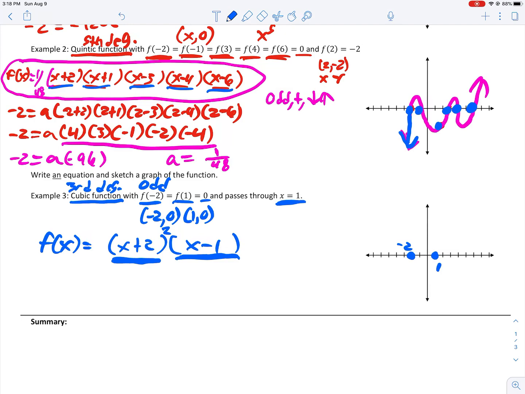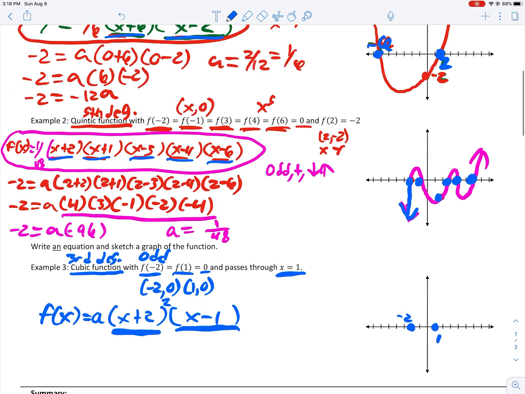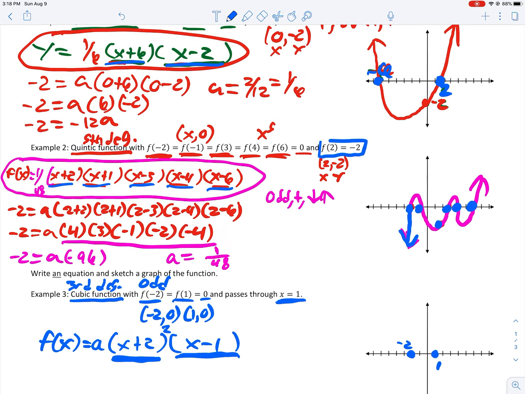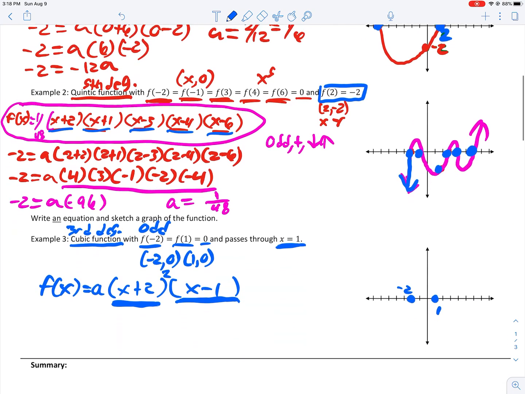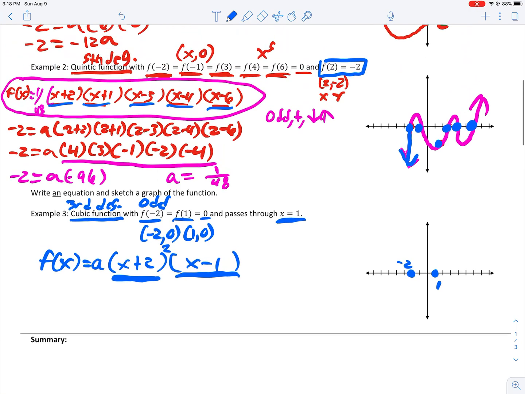Notice it says just write an equation, okay? So there's not enough information to technically figure out what A is. Why were we able to figure out A in the last two problems? Because I gave you an extra point. I gave you this point, and I gave you the y-intercept. So in the last two problems, notice the sentence was write the equation. Now this is write an equation. So there's not enough information to get the precise equation.